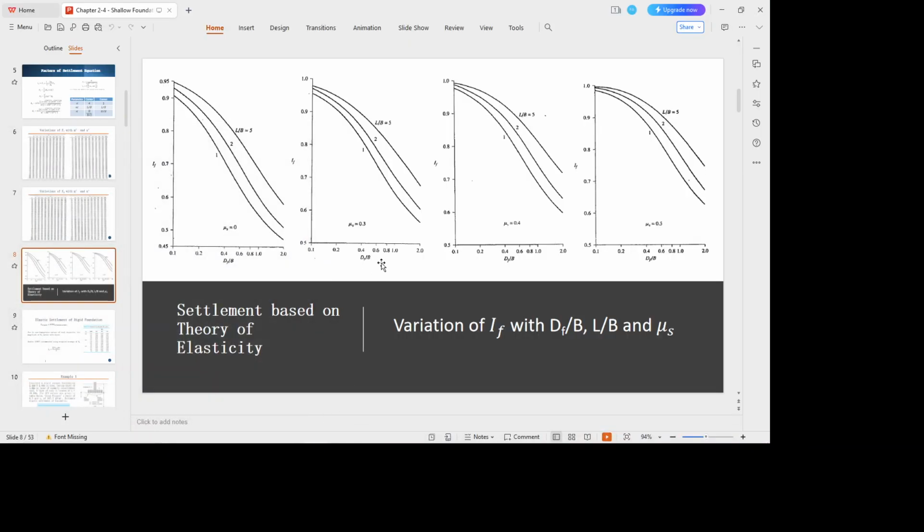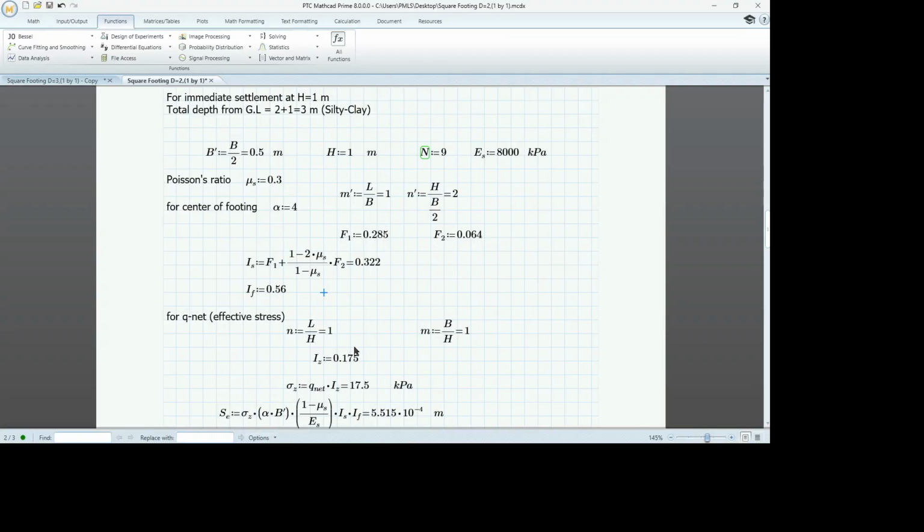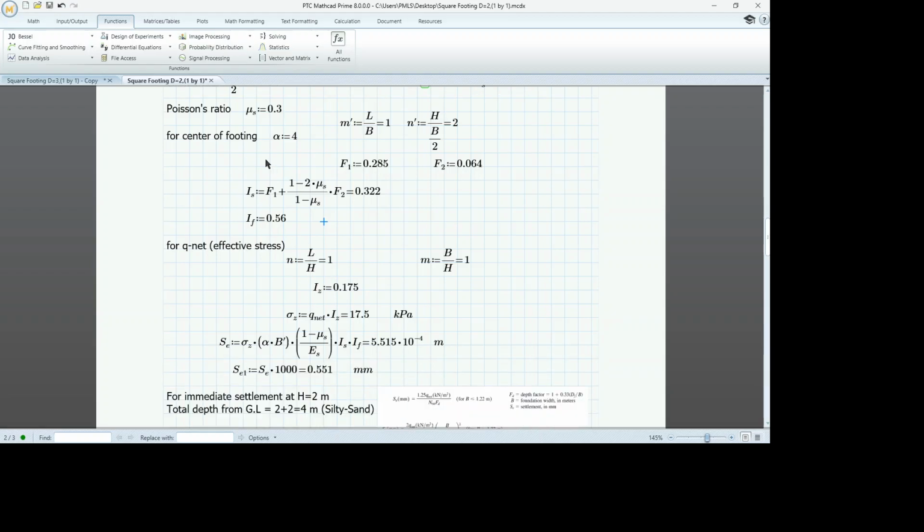The depth of foundation over B ratio, and the length of foundation over width ratio give us these curves. By intersecting these values, we will calculate the IF. So this was calculated, and it was put here: IF 0.56. Here we are able to calculate the IF. Now we need to calculate the net pressure at that soil layer. For example, this is the foundation bed, and we are going 1 meter below. We need to calculate the effective stress at that point.